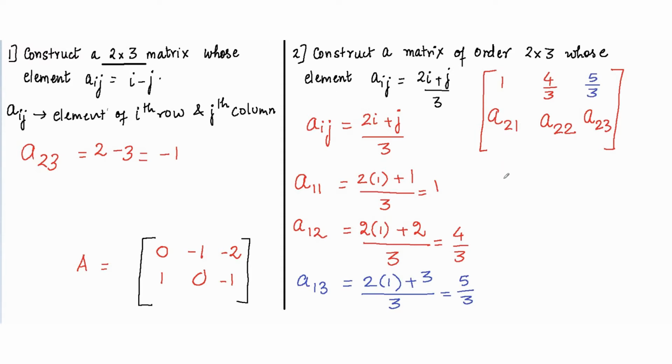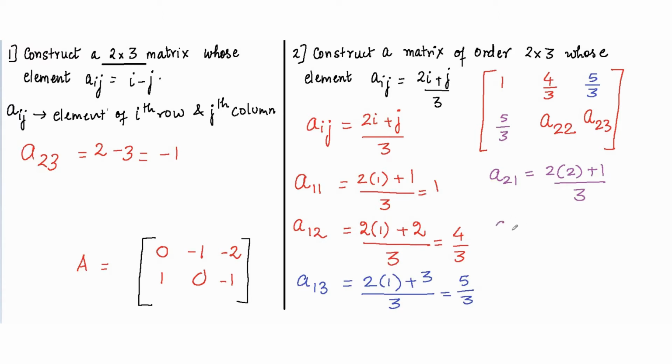Now let's find A21. So A21 will be given by 2 times i, that's 2 times 2, plus j is 1 over here, divided by 3. That's 4 plus 1. 4 plus 1 is 5. So 5 by 3. So my A21 is also 5 by 3.